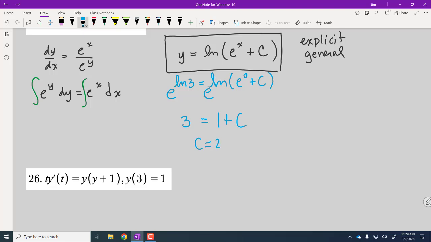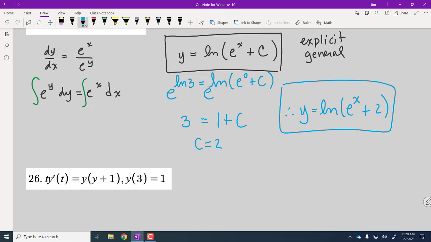So c is 2. The other way to think about this is if the natural log of a equals the natural log of b, then a and b have to be the same. Mathematically, to get to that statement, you exponentiate both sides. Don't divide by ln. That would be bad. Okay, so therefore, we have our particular solution, natural log of (e to the x plus 2), all in parentheses. That is our particular explicit solution.